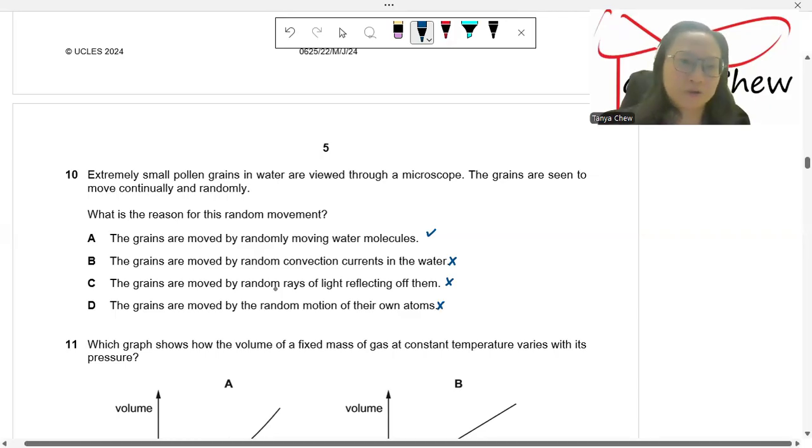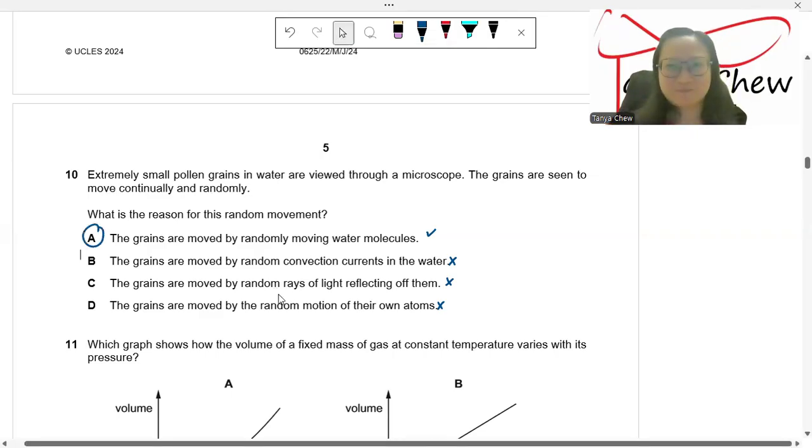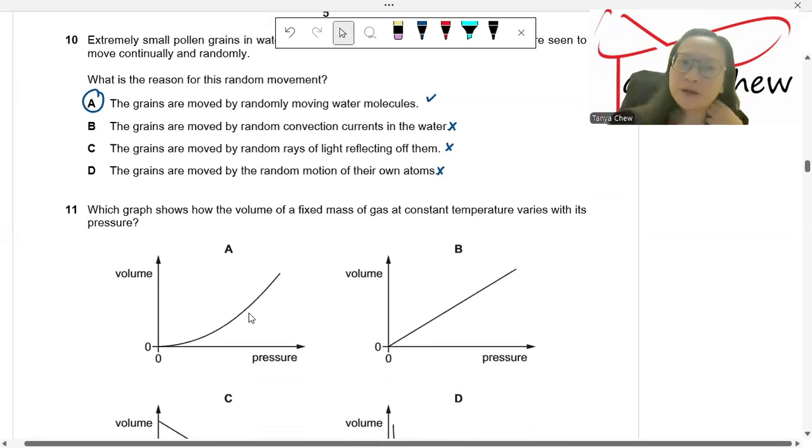No, that is not true. They are being bombarded by invisible, even smaller water molecules in all directions. That is why they seem to move in a random zigzag motion. A is the answer.